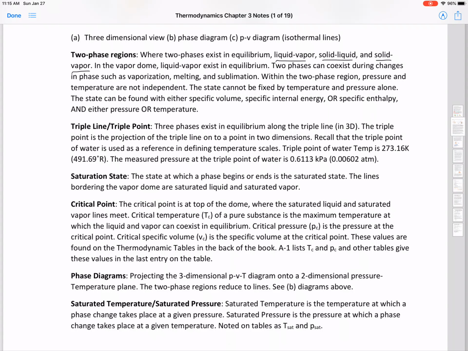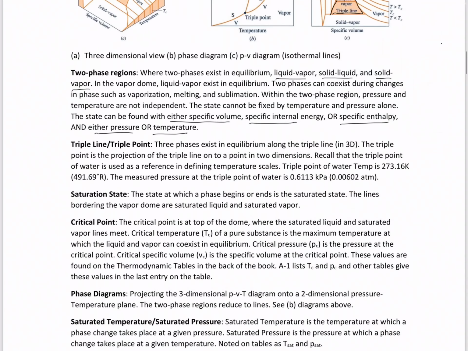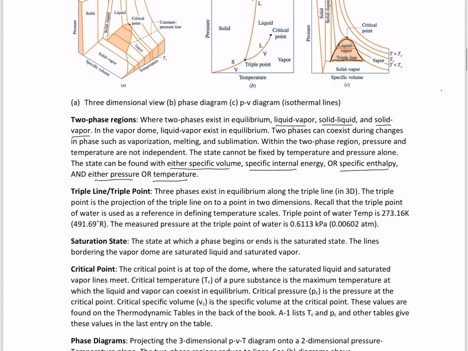Within the two-phase region, pressure and temperature are not independent. The state cannot be fixed by temperature and pressure alone. We need another property: either specific volume, specific internal energy, or specific enthalpy, along with pressure or temperature. So when we're in this dome area, we need another variable besides temperature and pressure to be able to find our properties.